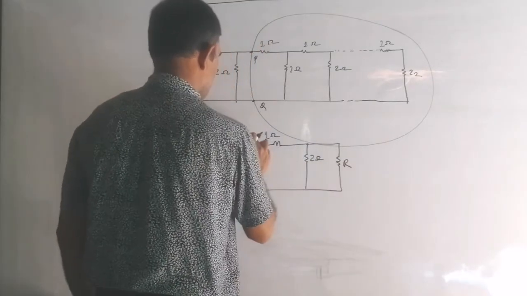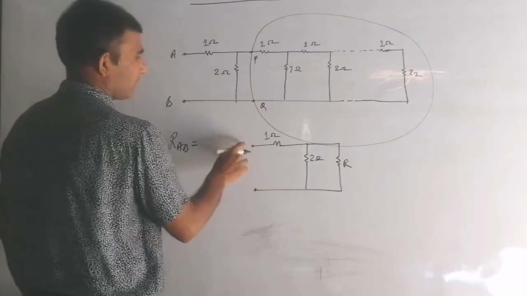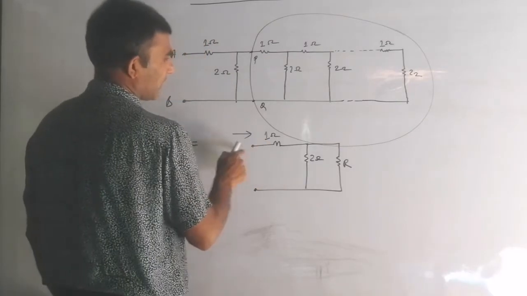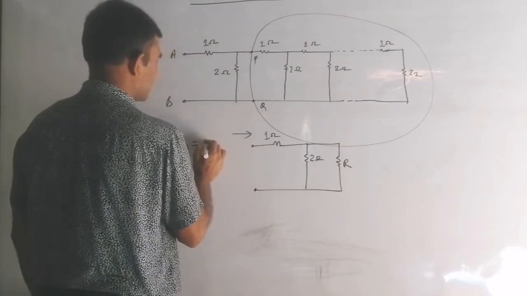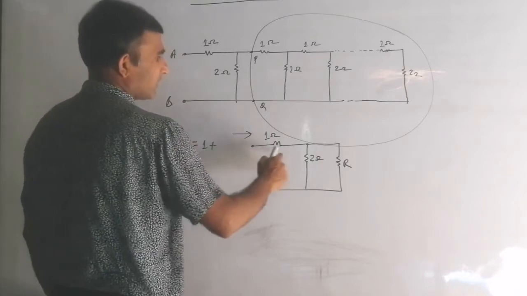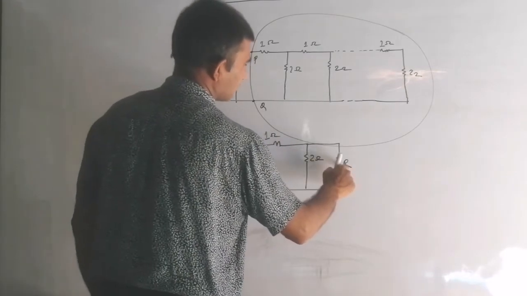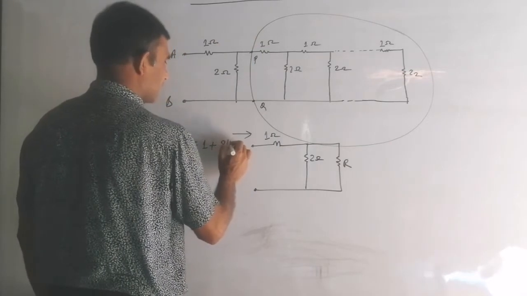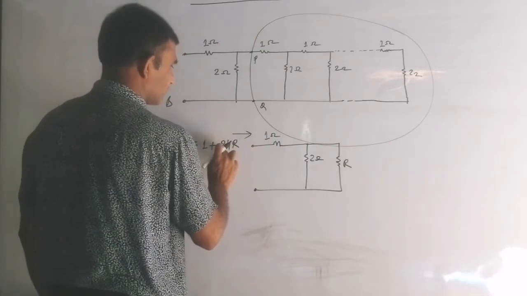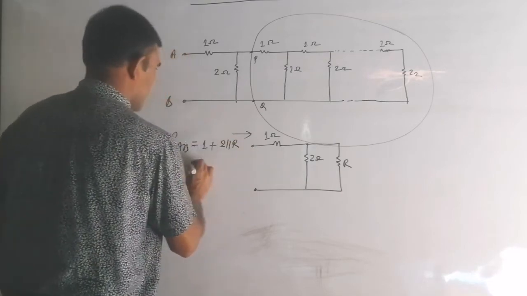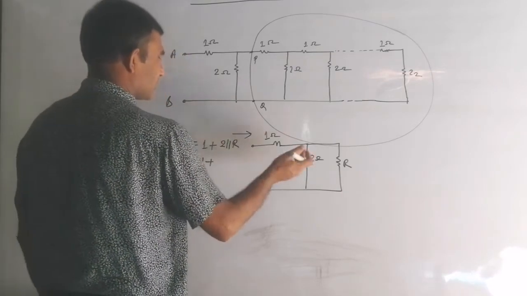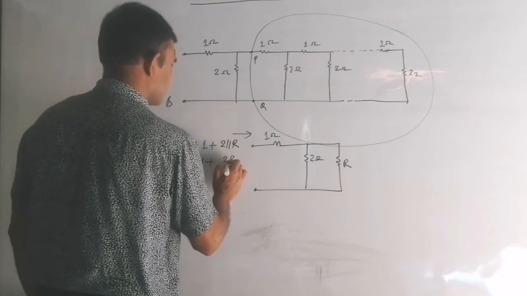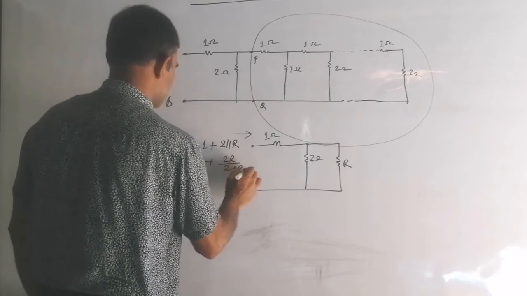Now R equivalent from A to B, tell me what will it be? From here you start your journey. First you meet the 1 ohm resistance, so let me write 1 ohm, plus. And now 2 ohm and R are in parallel. So, as a shortcut, I write 2 parallel R. Now 1 plus the parallel, you know the formula, product by sum, 2R by 2 plus R.